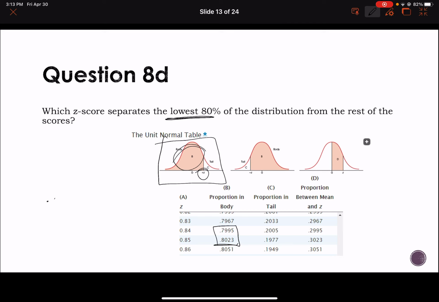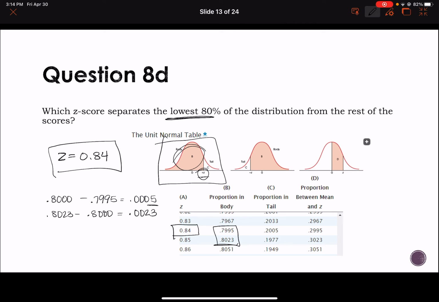So if we do 0.8000 minus 0.7995, we're going to get 0.0005. If we do 0.8023 minus 0.8000, this is going to be 0.0023. This one, 5 is definitely smaller than 23, so we're going to use this guy. Again, my z-score is going to be above my mean, so my z is equal to 0.84.